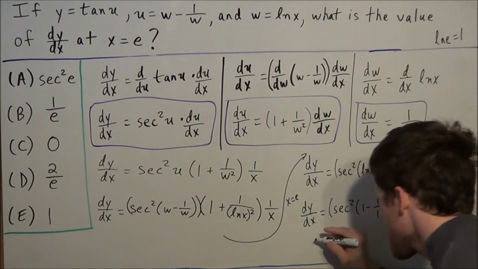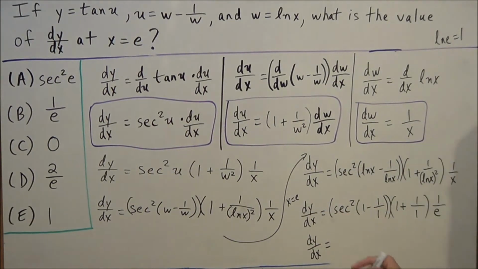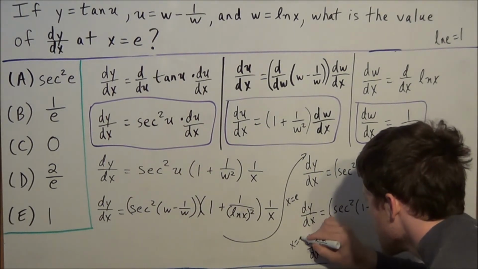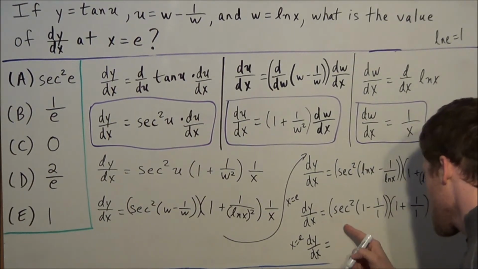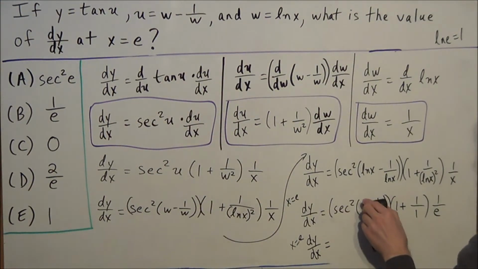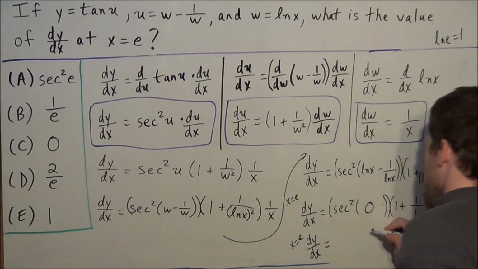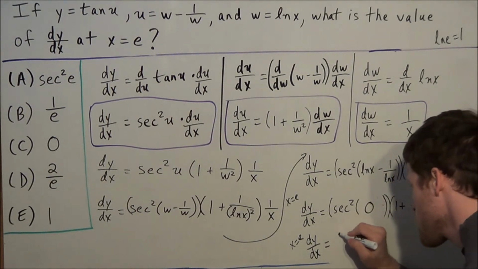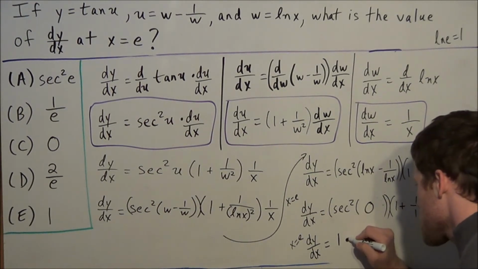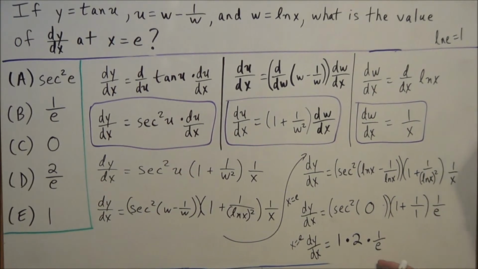So then for the next line, we can simplify all of this. We have dy/dx equals, remember this is at x equals e, we have secant squared, and if you do 1 minus 1 here, this is going to be 1 minus 1 inside parentheses. This tells us we need to find secant squared at 0. But secant squared of 0 is equal to 1. And now for the next line we have 1 plus 1 over 1, which is equal to 2. And then we have times 1 over e.